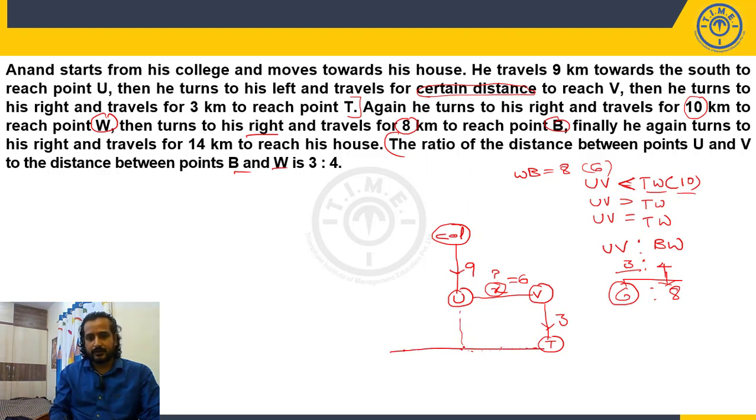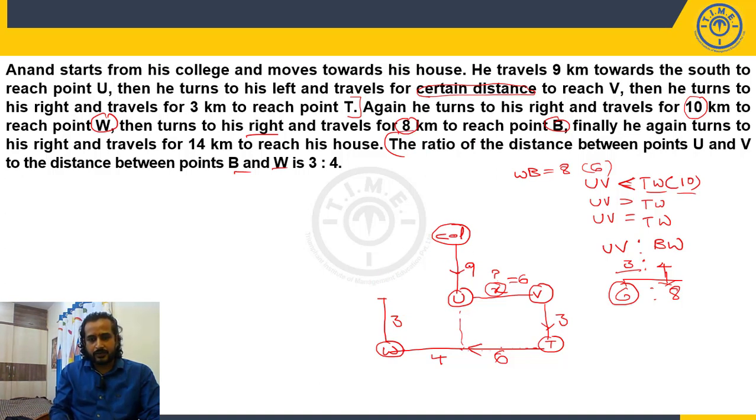So till here it is 6, and it is 4 more. And what is this point? Point W. Now what else is given? From point W he turns right and travels 8 kilometers to reach B. Continue with the remaining. While moving towards west, the right hand side will be north. How many kilometers? 8 kilometers. In line with V, in line with U, 3. But he has to travel 8 kilometers, so 5 kilometers more.